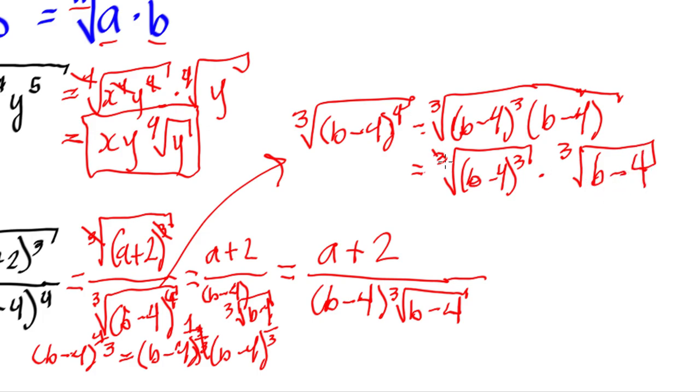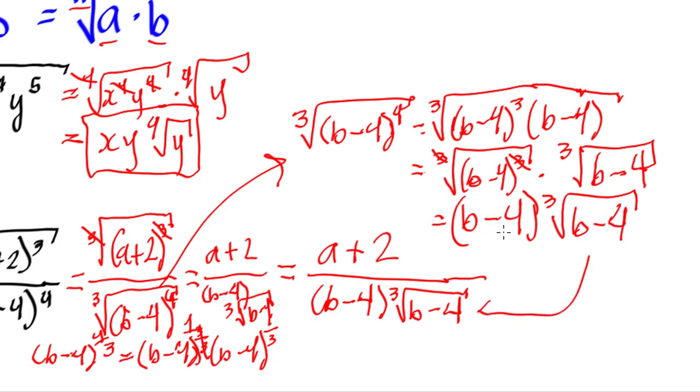Okay, so here, apply law number 1. This will be cancelled. What we have is b minus 4 times the cube root of b minus 4, which is exactly the same as our answer using a different method. So that's what is great in mathematics. Whatever you do, you will end up in the same final answer, even though using different methods.